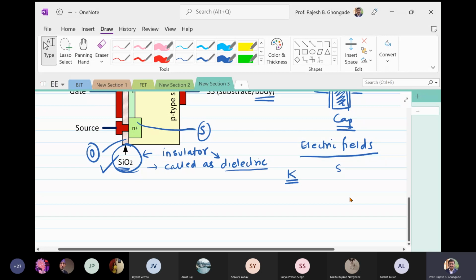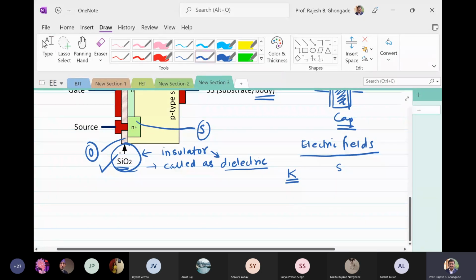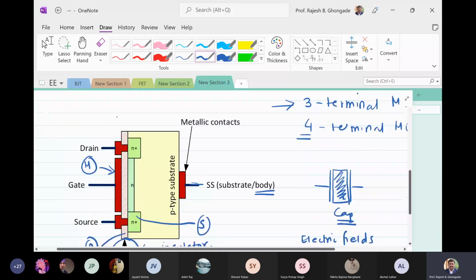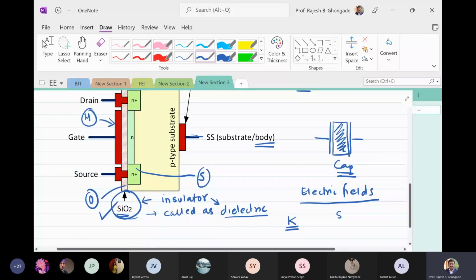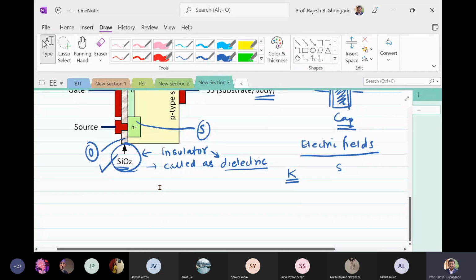What I am saying is, why silicon dioxide should be the question. It is easier for us to grow the oxide layer on top of this semiconductor, which is itself silicon. Oxidation is very easy, and that is the reason why we have been using silicon dioxide as the dielectric. Okay?